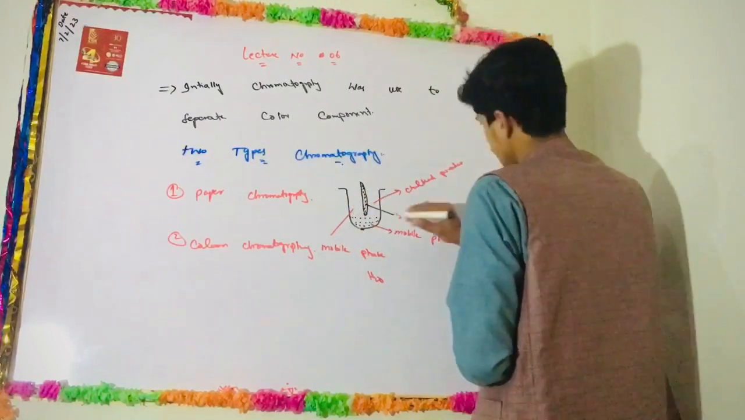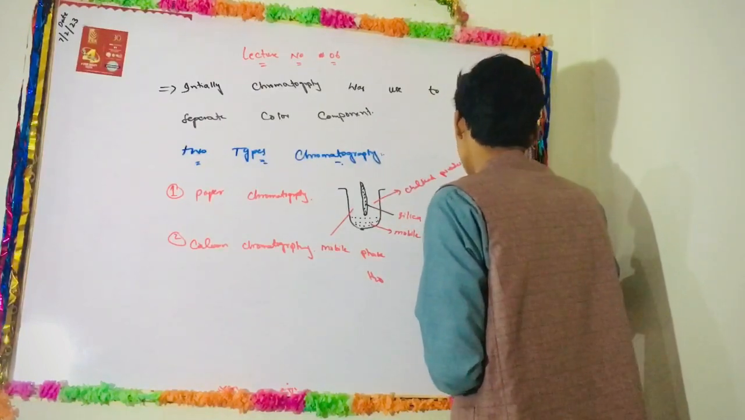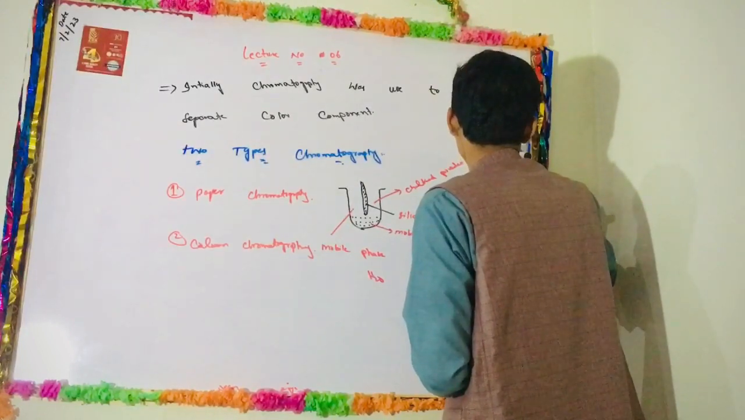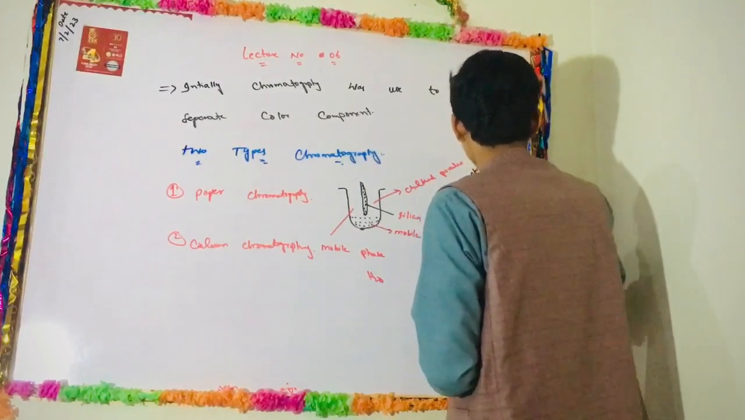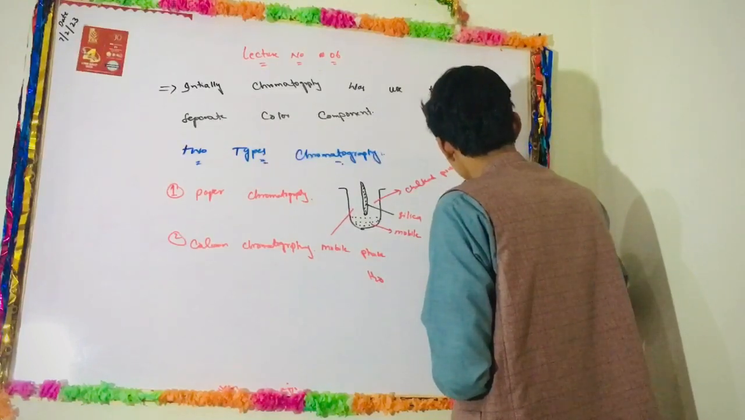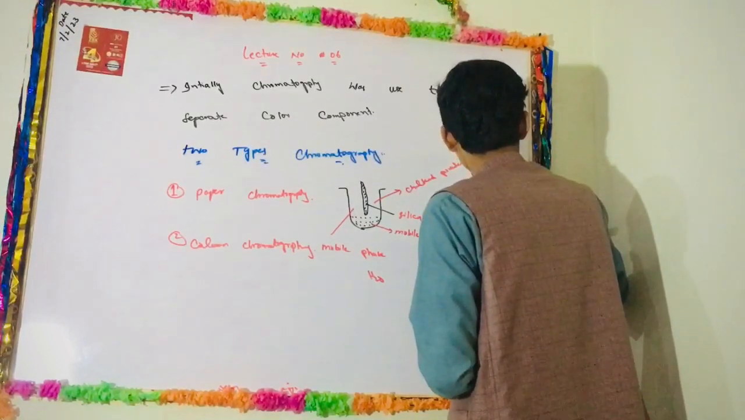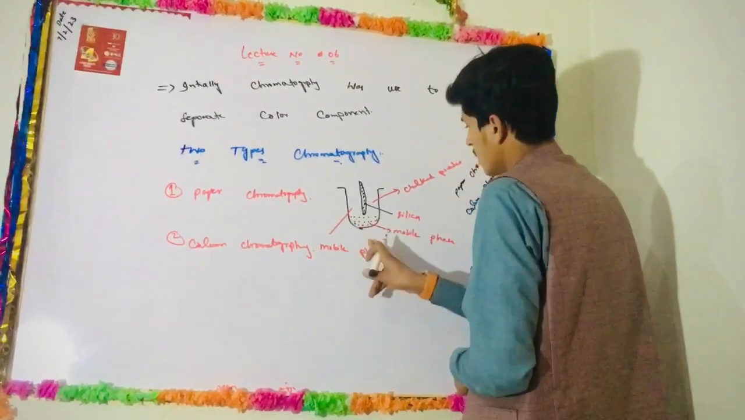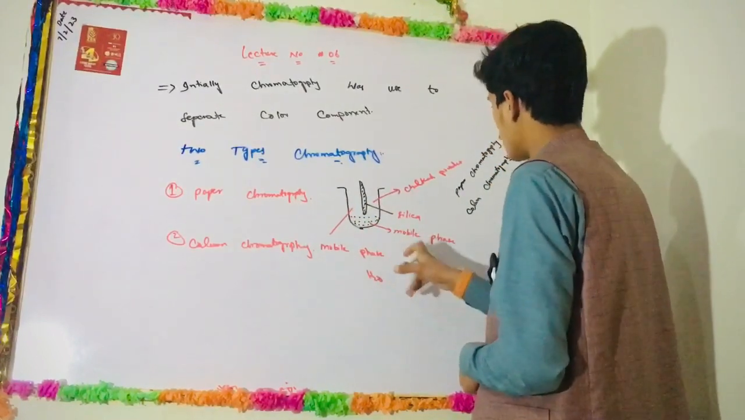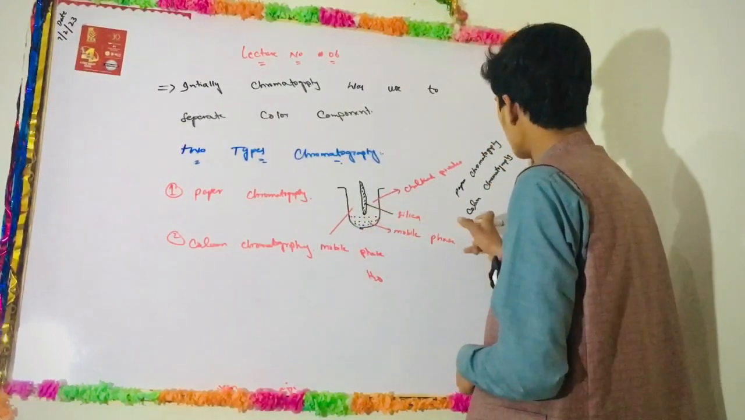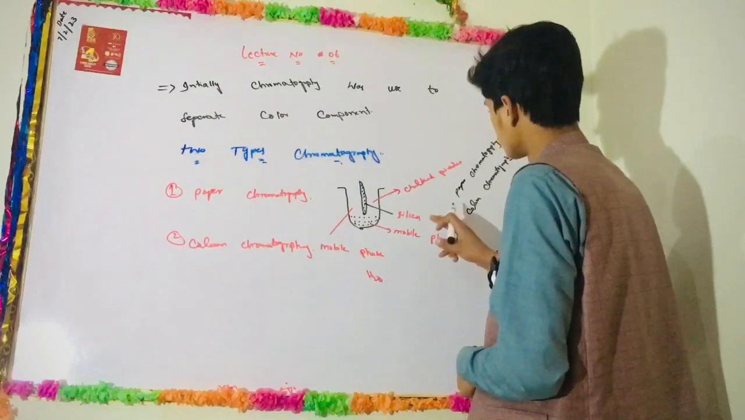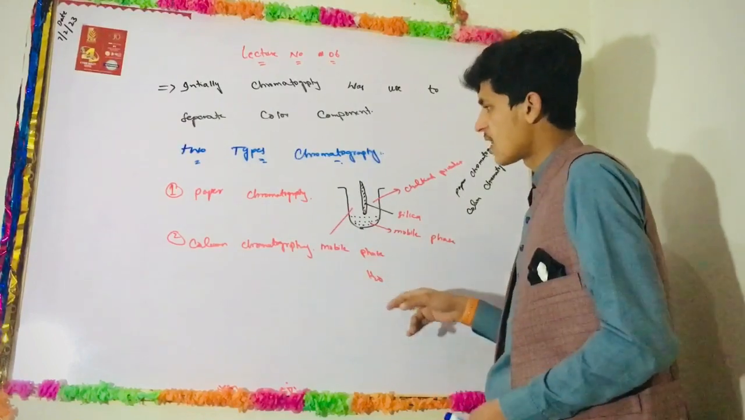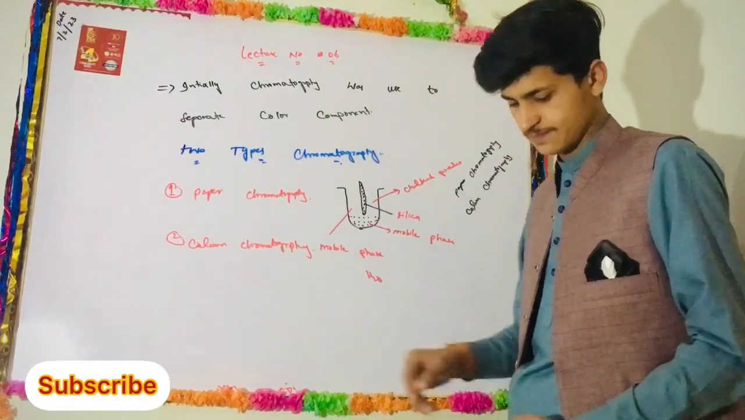After this, the paper chromatography. Column chromatography. In paper chromatography the mobile phase is H2O, and in column chromatography it is chalk powder of silica. That is paper chromatography. Now discuss the column chromatography.